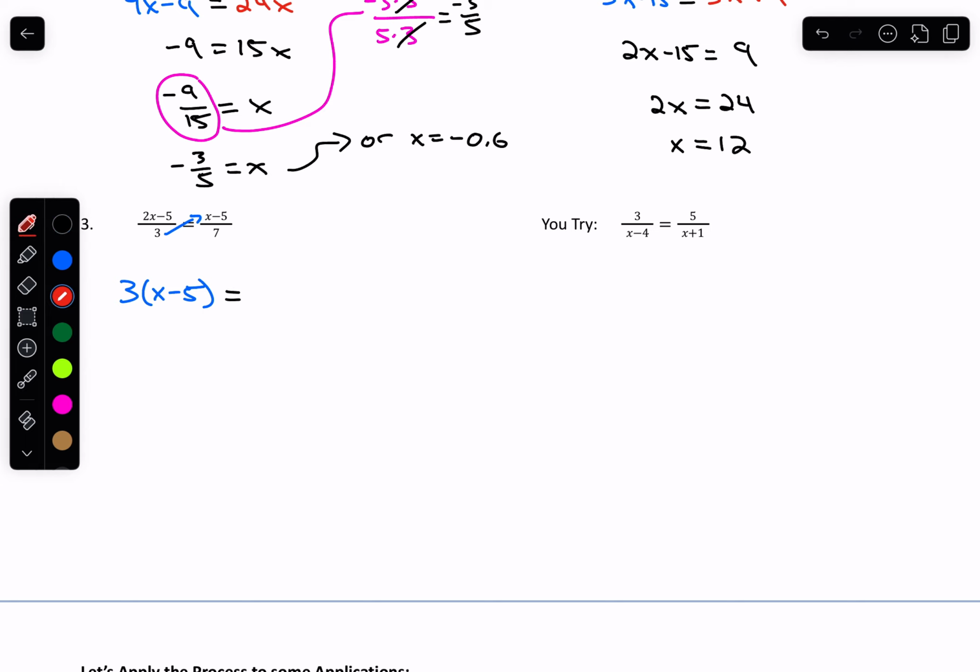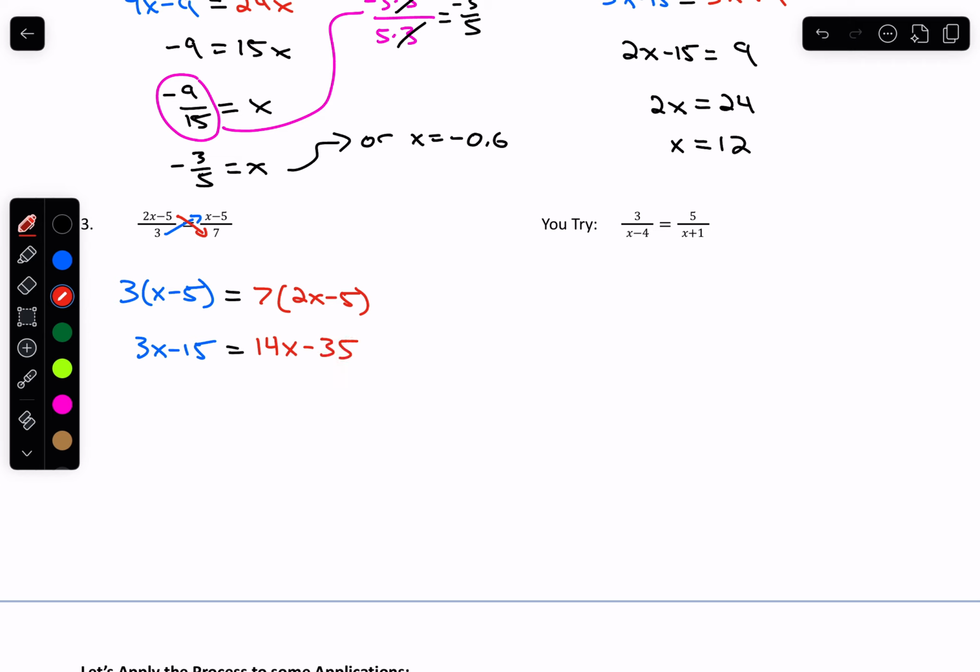Then we're going to take the 2x minus 5 and multiply it by the 7. So we're going to have a 7 multiplied by a 2x minus 5. We go ahead and distribute. So 3 times x minus 5 is 3x minus 15. And 7 times 2x minus 5 is 14x minus 35.